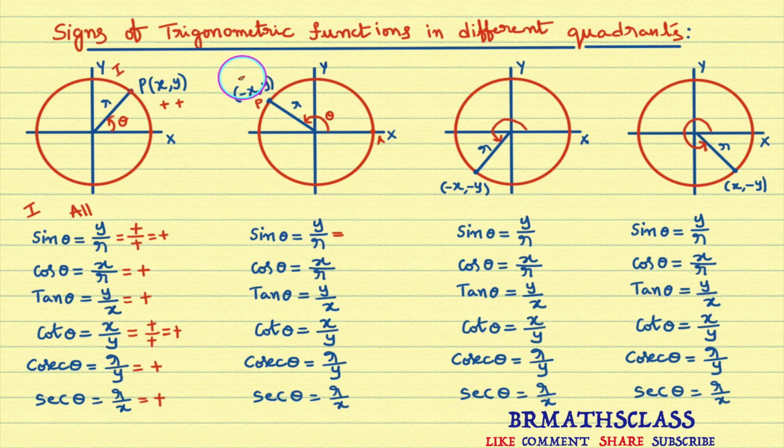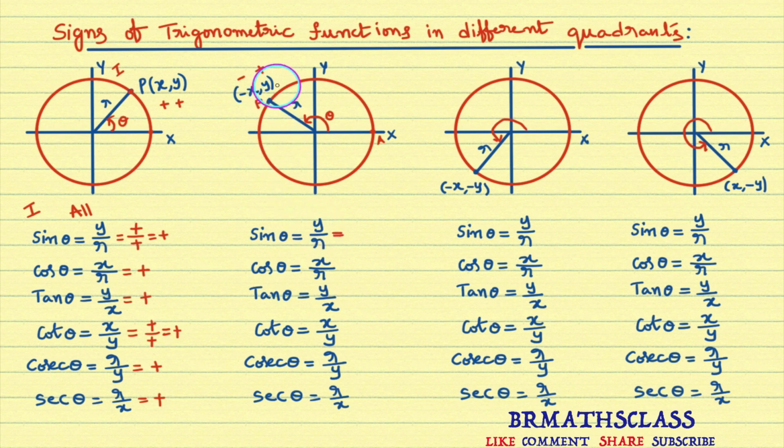We know that in the second quadrant, x coordinate is negative, y coordinate is positive, because the second quadrant is formed with the negative x-axis and positive y-axis. Right? X coordinate is negative, y coordinate is positive. Now, we will see what trigonometric functions are positive in the second quadrant.